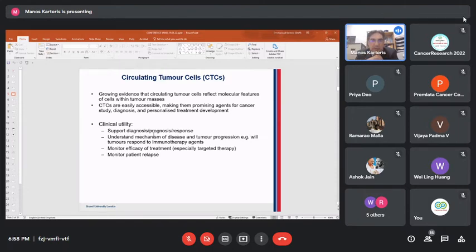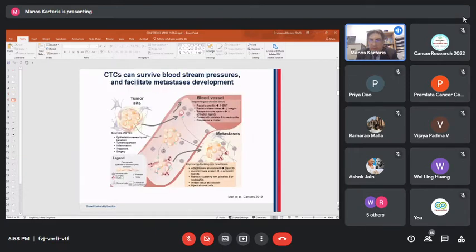They do reflect what happens in the tumor microenvironment, and there has been an exponential rise in publications over the last 5-10 years to underpin the clinical utility of circulating tumor cells, not only as a diagnostic tool, but also as a tool for prognosis, and for monitoring response of patients in a number of different tumors.